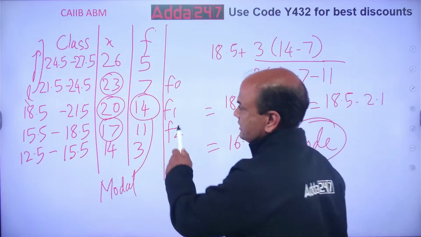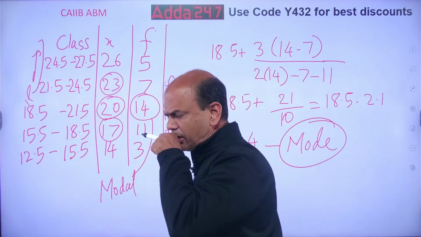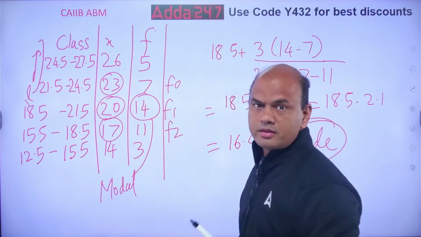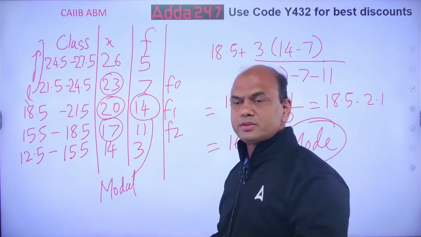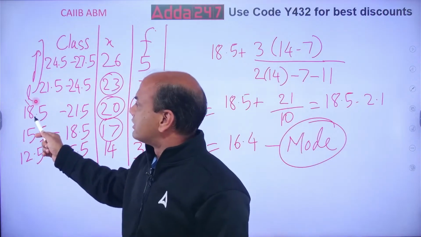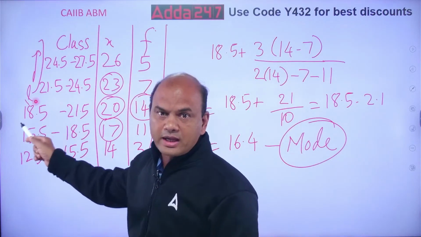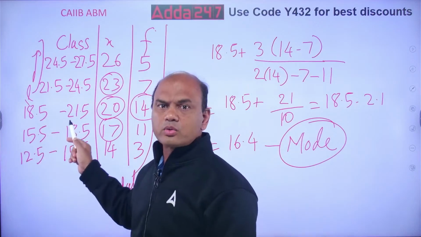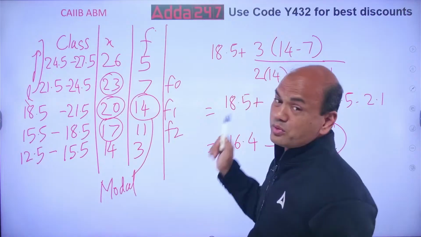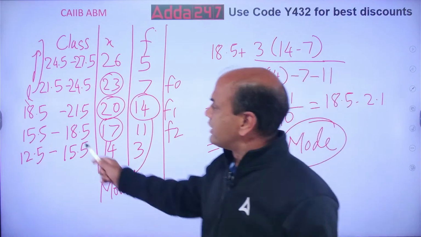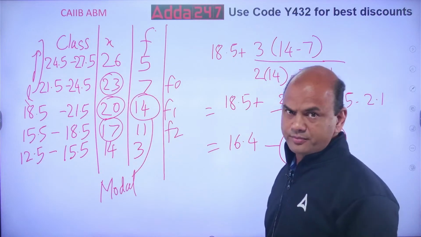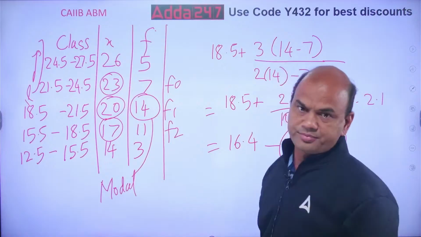See, this class is the modal class. So this frequency, which is the modal class frequency, becomes F1. This is known as L1. This is known as L2. So this 18.5 is L1. I told you, you can write L1. So the lower end, L1, 18.5. Okay. So that is L1.